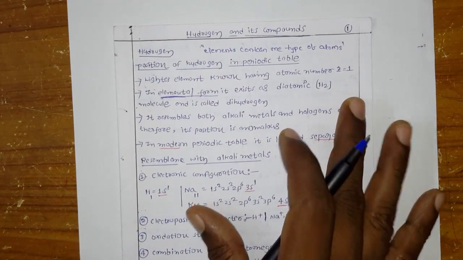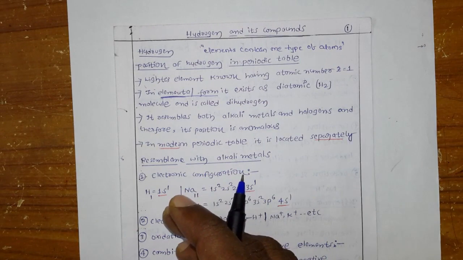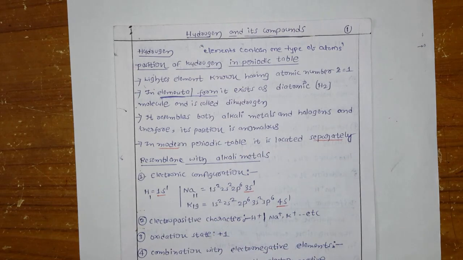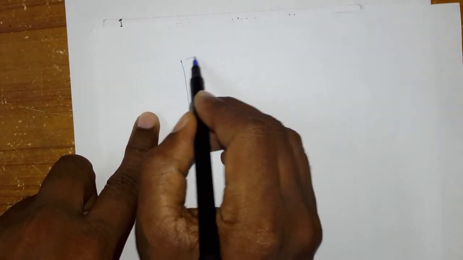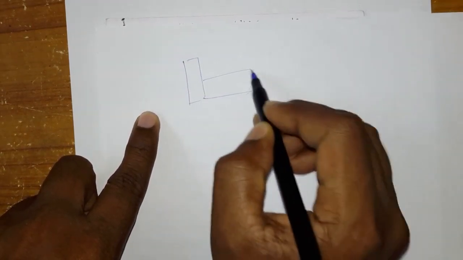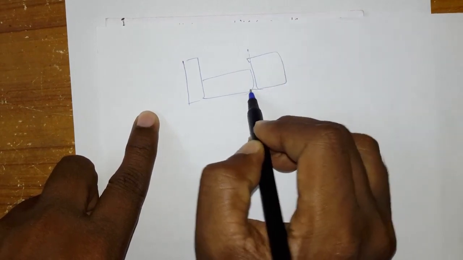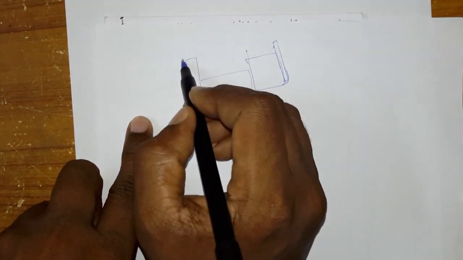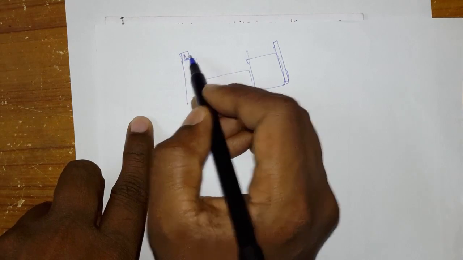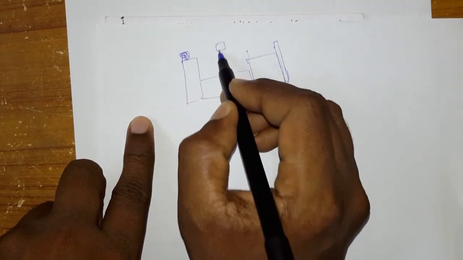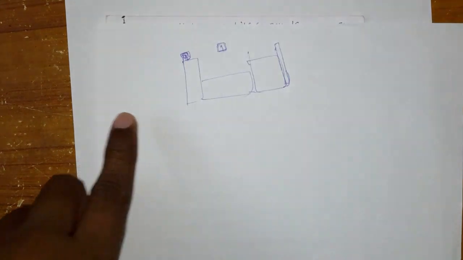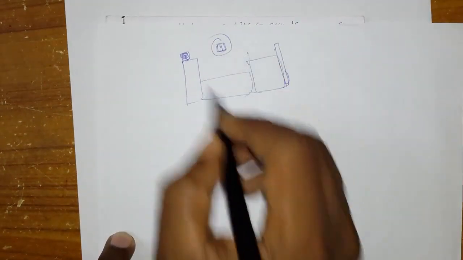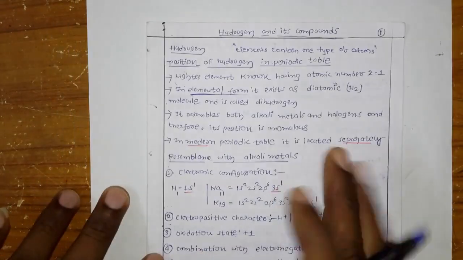So where is it located? They locate it at the top of the modern periodic table. The periodic table will be like this: these are the S block elements, these are the D block elements, followed by the P block elements, and these are the zero group elements. So you feel that hydrogen is here, but in the modern periodic table they located it at the center, above and in the center of the table.